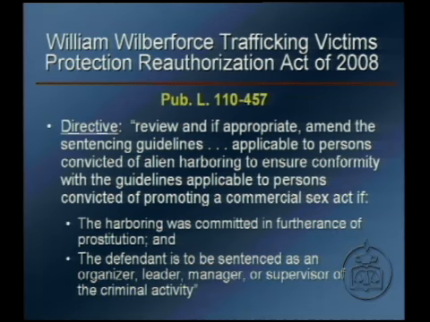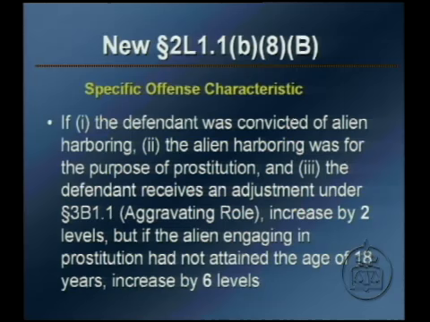In addressing this legislation, the Commission has added a new specific offense characteristic at 2L1.1(b)(8)(B). A 2-level increase will apply to a defendant convicted of alien harboring, where the alien harboring was for the purpose of prostitution and the defendant receives an adjustment under 3B1.1, the Chapter 3 adjustment for aggravating role in the offense. If the alien engaging in the prostitution behavior, however, is under 18 years of age, the enhancement increases to 6 levels instead of 2. The Wilberforce Act also created 2 new offenses.